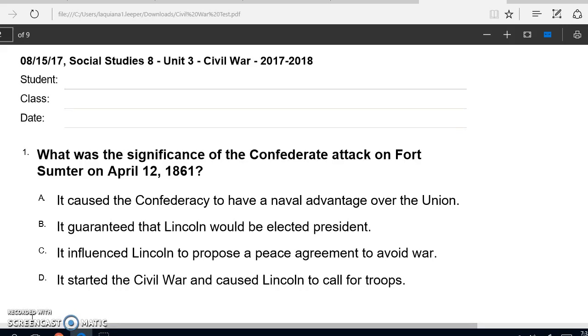Number 1. What was the significance of the Confederate attack on Fort Sumter on April 12, 1861? A. It caused the Confederacy to have a naval advantage over the Union. B. It guaranteed that Lincoln would be elected president. C. It influenced Lincoln to propose a peace agreement to avoid war. D. It started the Civil War and caused Lincoln to call for troops.